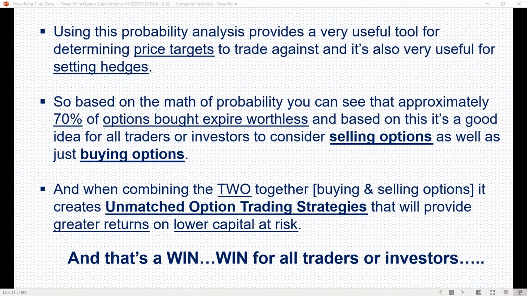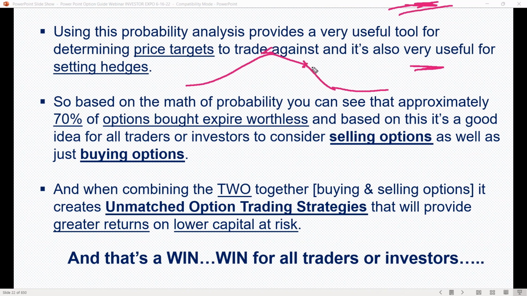Now, by using this probability analysis, it really provides us a very useful tool to determine price targets that we want to trade against. And it's very useful for setting hedges. If we have the mathematical probabilities, for example, if we're looking at setting a hedge, you want it to be far enough away from where the market is so it doesn't hit that strike price. So if you look at that bell curve and let's say you're long something right here, but you want to set a hedge, we want to go out that curve, and the further we go out, the less likely the hedge gets hit, right? So if the market's trading here, we've got the hedge up here. That's how we can determine where to put that price point.